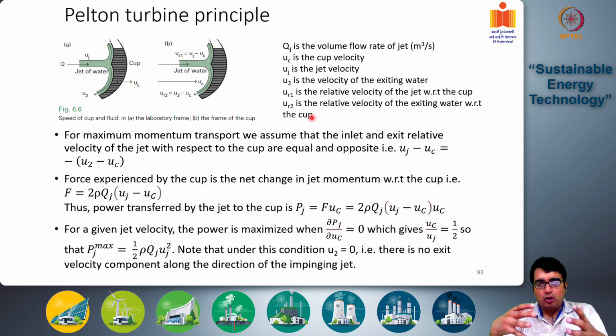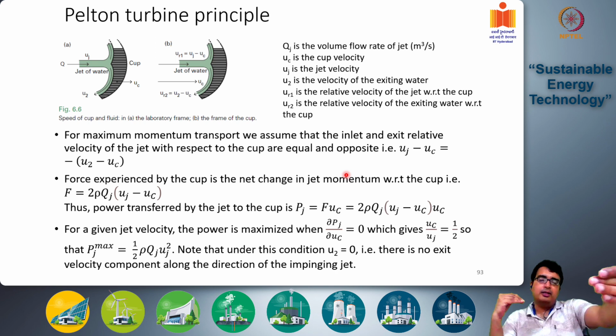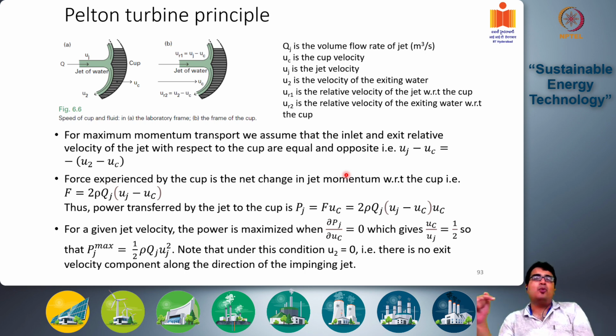Now we can show that when you want to have the maximum momentum transport, then the inlet and the exit relative velocity of the jet with respect to the cup must be equal and opposite. So you are sitting on the cup, and for maximum momentum transport, the water directly enters and then directly leaves in the opposite direction. So the incoming and outgoing velocity of the water with respect to the cup are exactly opposite of each other. One goes along the plus x and one goes along the minus x with respect to the cup. Then the maximum possible transfer of momentum will happen.